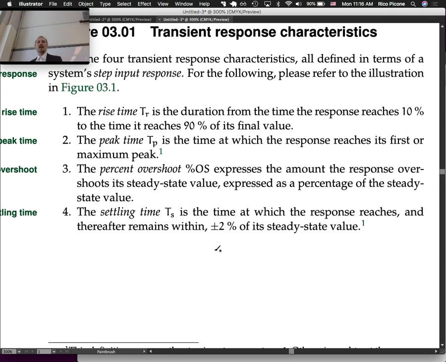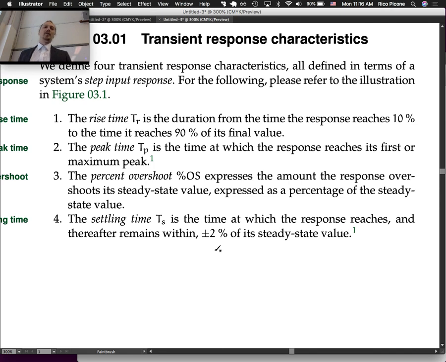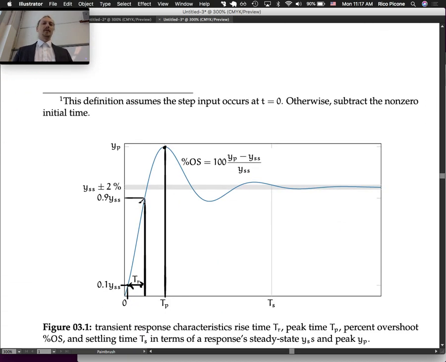Okay, and then the last two I would say are the most commonly used. Okay, so 3, the percent overshoot. This one's really an important one. Percent overshoot expresses the amount the response overshoots a steady state value, expressed as a percentage of the steady state value.